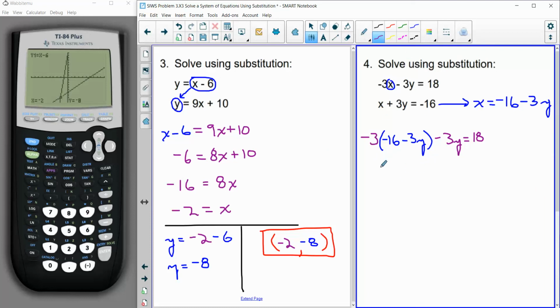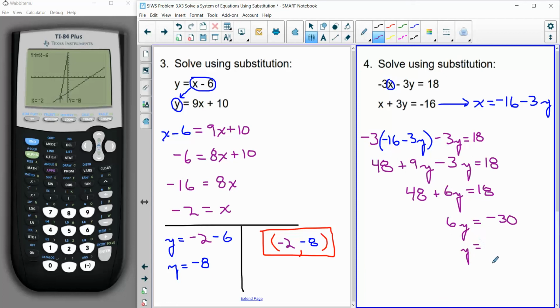All right, so negative 3 times negative 16 is 48. And negative 3 times negative 3y is 9y. That's called distributive property. Now I'm going to combine like terms. The 9y minus 3y is 6y. Then I'm going to subtract 48 from both sides. 18 minus 48, what's that, negative 30? You can use a calculator, obviously. And then I'm going to divide both sides by 6. Negative 30 divided by 6 is negative 5.